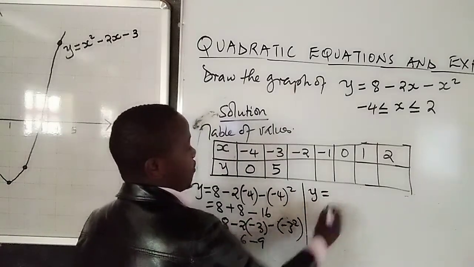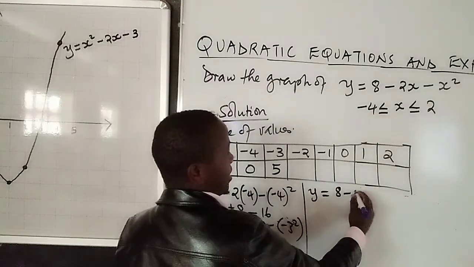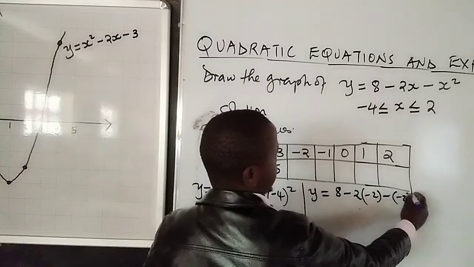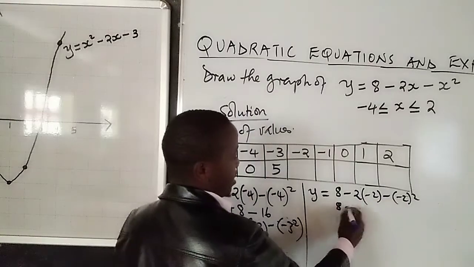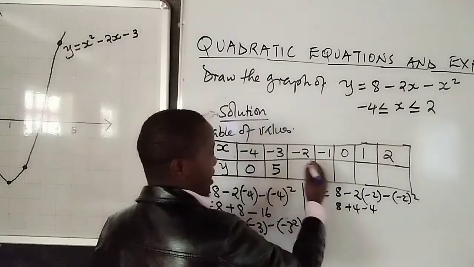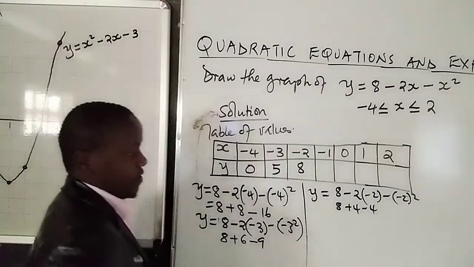The other value of y will be when x is negative 2. Therefore, 8 minus 2 into negative 2 minus negative 2 squared. So this is 8 positive 4 minus 4. So we get 8 here.